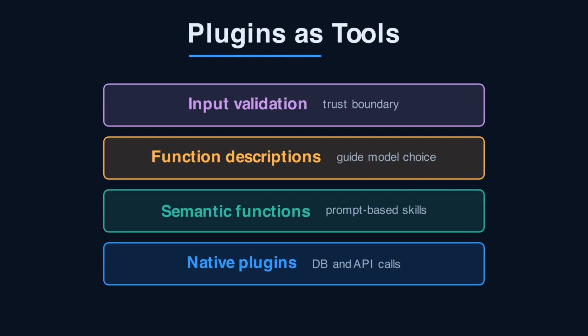You'll typically mix native plugins, plain code that calls a database or API, with semantic functions that are themselves prompts. A good rule of thumb: keep each function narrow and single purpose, and validate inputs yourself. The model will sometimes hallucinate arguments, so treat every tool call as untrusted input crossing a boundary.